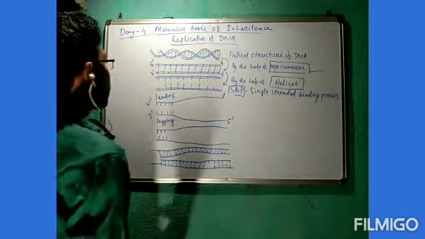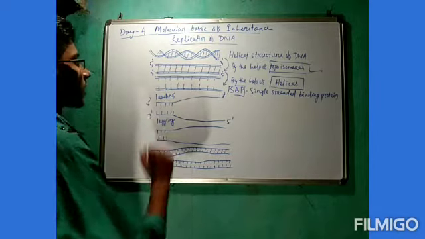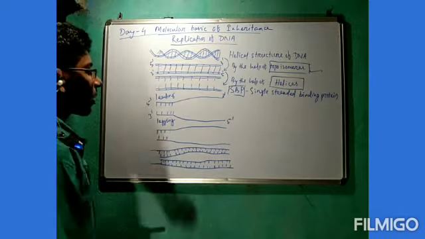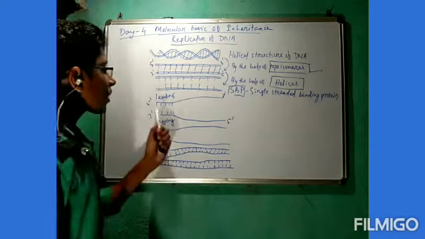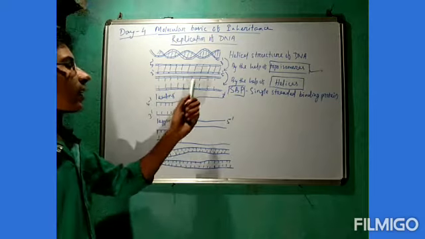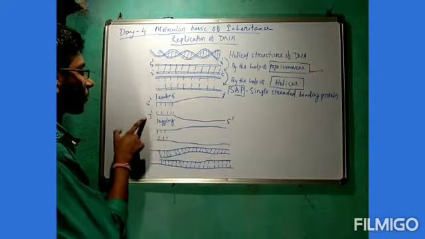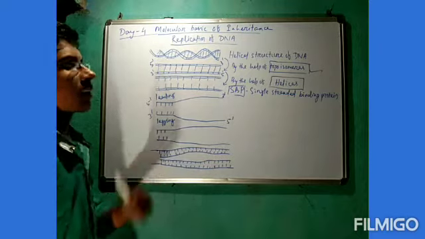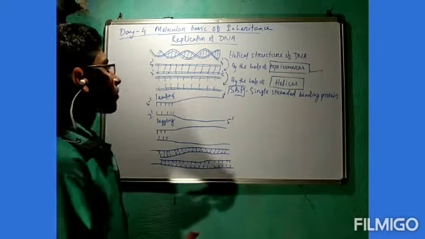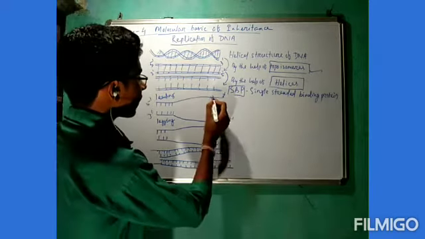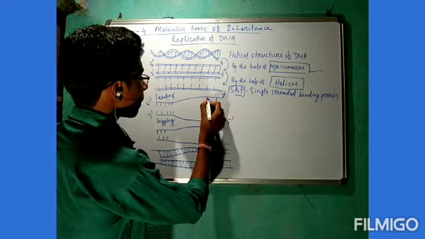Okay. The upper strand is called the leading strand and the lower strand is called the lagging strand. The upper strand starts from 5' and ends at 3' end, but the lower strand, or lagging strand, starts from 3' end and ends at 5' end. Here an enzyme is added that is called primer.